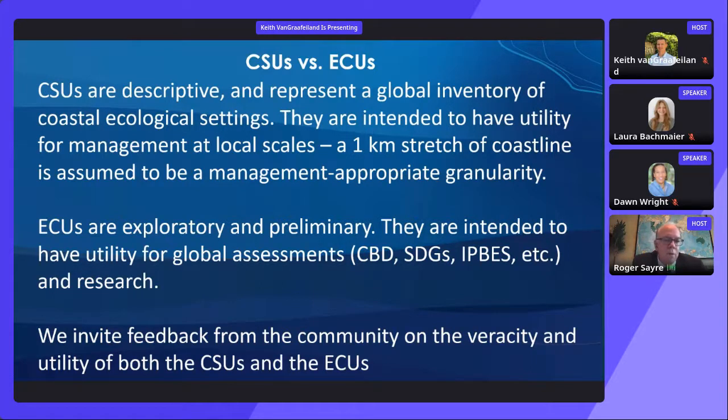And very importantly and very sincerely, we invite feedback from the community on the veracity and the utility of both the CSUs and the ECUs. And we really look forward to working with you on this resource.